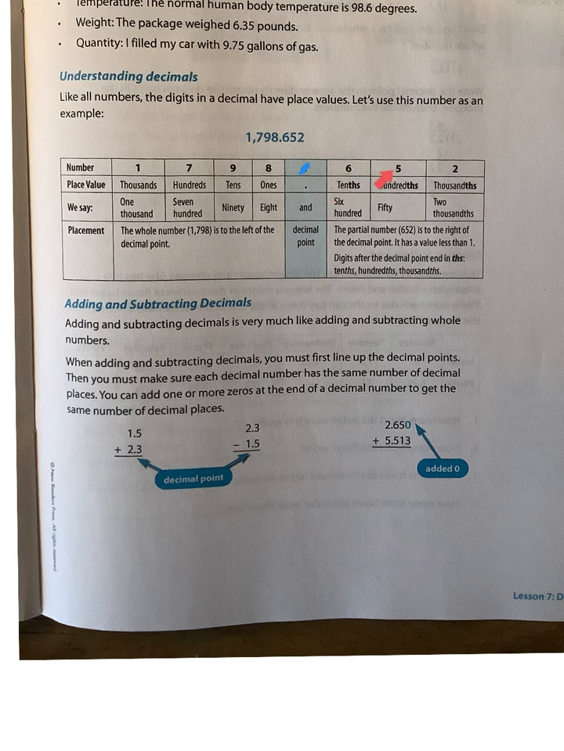The next decimal is hundredths and then thousandths. Now try to say thousand-ths. That's a little bit hard. So 1,798.652. Okay. Or you could say 652 thousandths if you'd like, but I don't think anybody says that. They say 0.652.